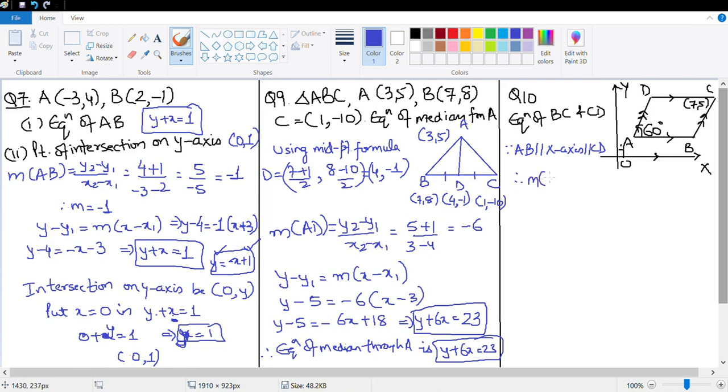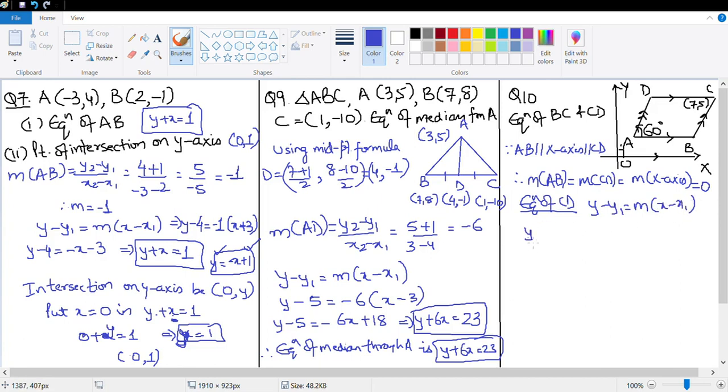Therefore, the slope of AB will be equal to the slope of CD, which will be equal to the slope of the x-axis. And the slope of the x-axis we know is 0, so this is equal to 0. So what would be the equation of CD? Now I know the slope of CD and I know a point on that line. So the equation of CD will be y minus y1 is equal to m times x minus x1.